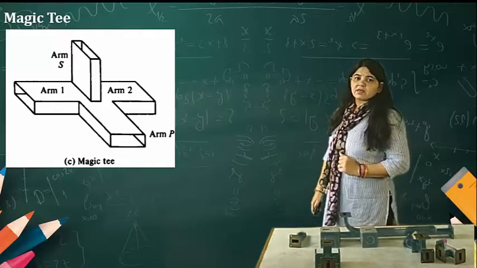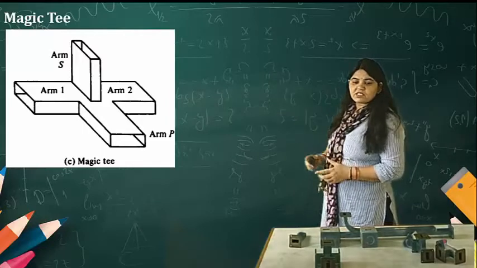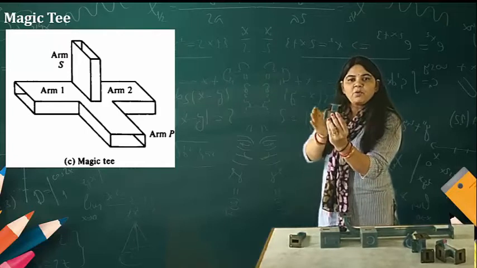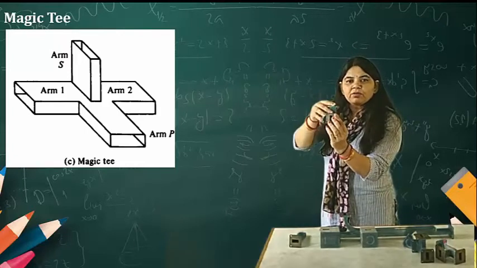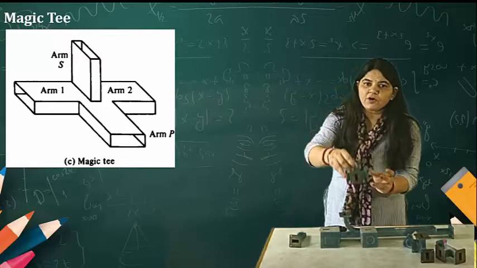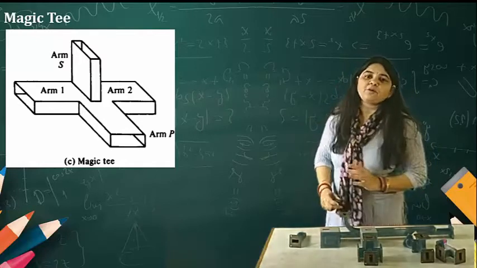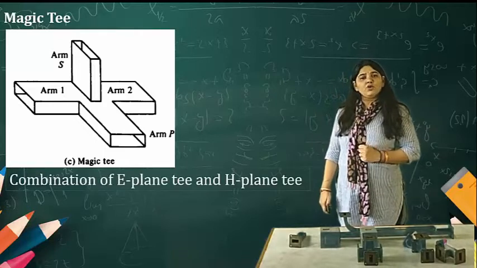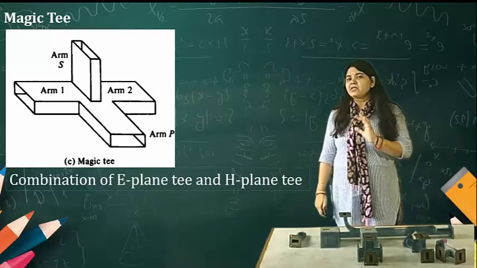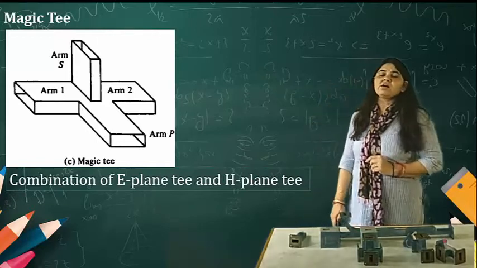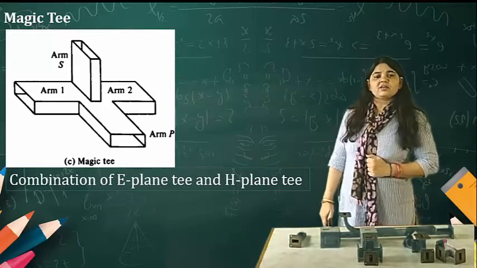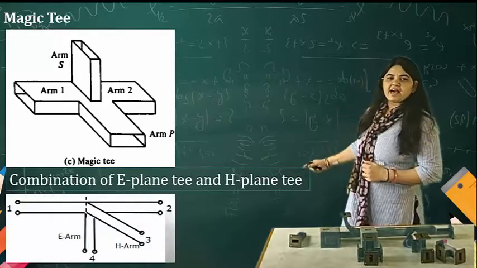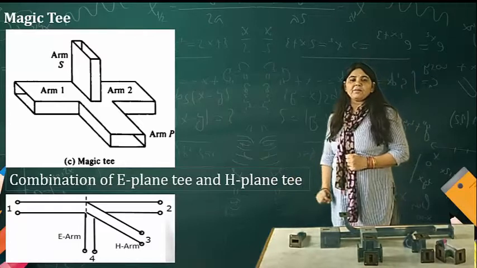So how many ports are there? You can see port number 1, port number 2, port number 3 and port number 4. So this is a 4 port device. Whenever there is a 4 port device, I need to write a 4 by 4 matrix. It is a combination of the E plane T and H plane T.